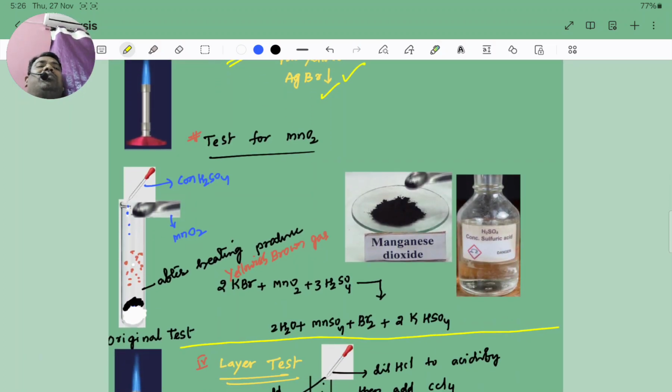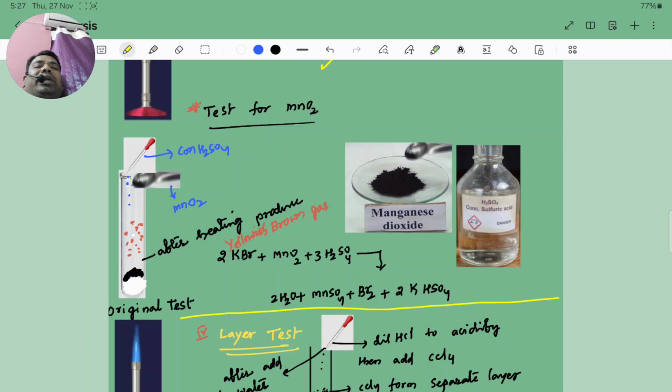Next, now move to the test for MnO2, student. Chloride, bromide, iodide, whatever the tests we discussed, the same tests are followed for bromide and iodide. Simple, student, in place of KCl you can take KBr, in place of KBr you can take KI, the reaction will be the same only, right?